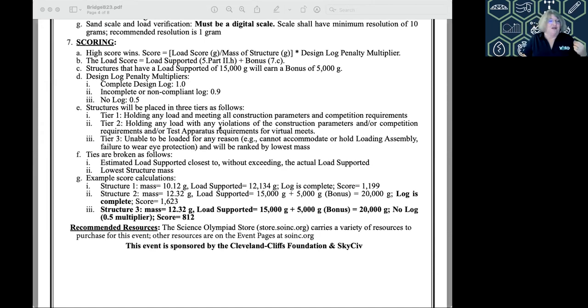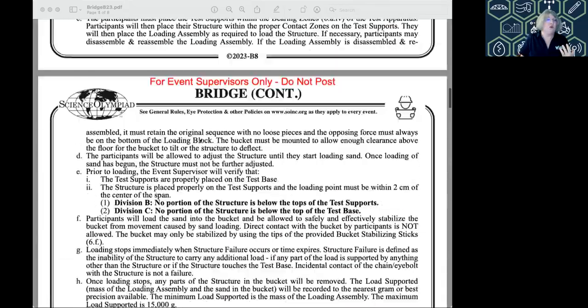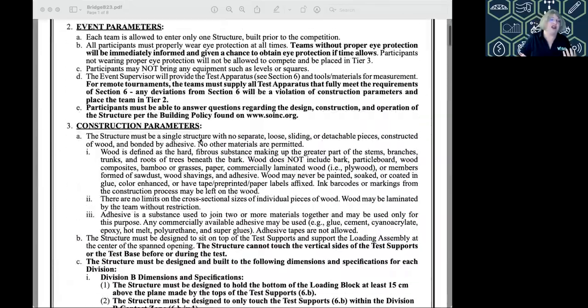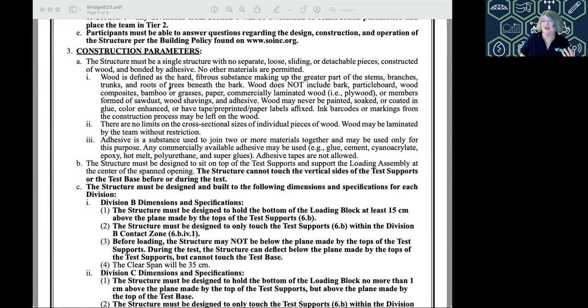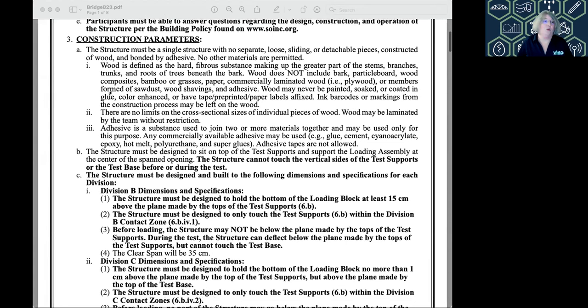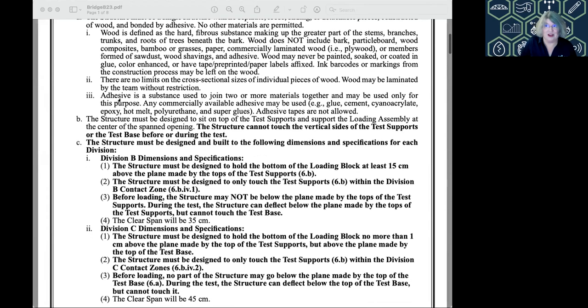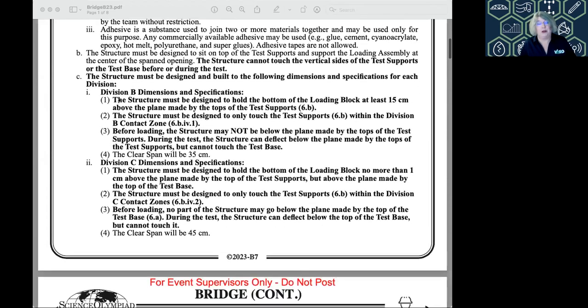What is a construction violation? What is a competition violation? In the rules, you see the section, the construction parameters are up here, defined construction parameters. Those are the things about how long it can be, how wide it can be, how tall it can be. Those are the construction parameters. A bridge that's not built out of wood would fail a construction parameter.